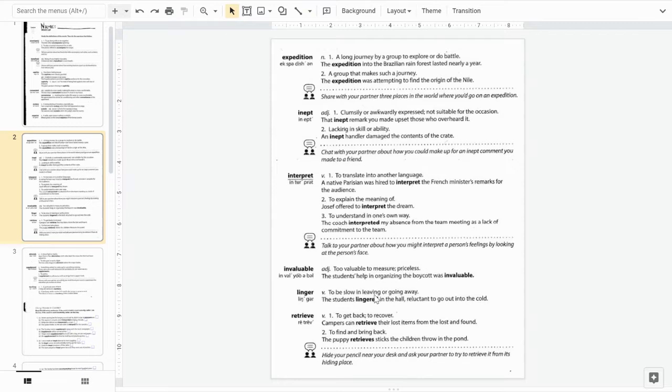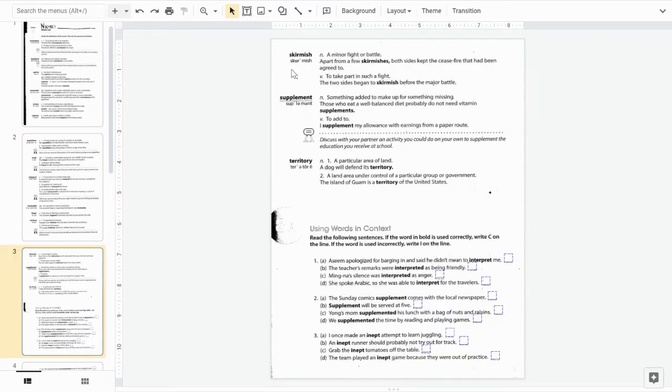Linger, to be slow in leaving. Retrieve, to get back or to recover. A skirmish, which is a minor fight or battle, or to take part in such a fight. Supplement is something added to make up for something missing. And territory, or territory if you're British, a particular area of land or a land area under control of a particular group. The island of Guam is a territory of the United States, but enough British for me.